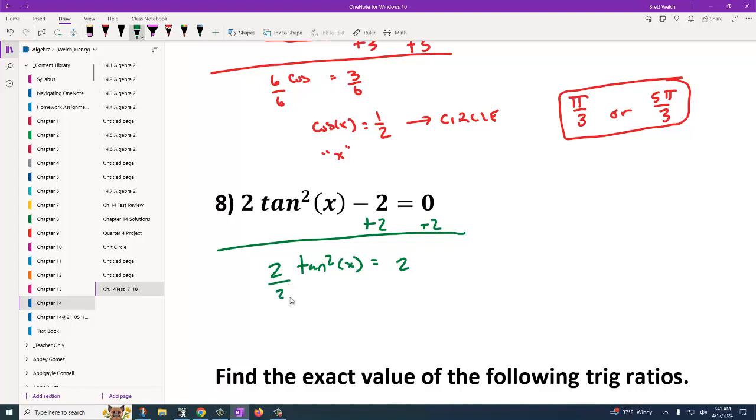Next, I'm going to divide by 2. Squaring this, or square rooting, will be the last thing I do on this problem. I want to get everything else out of the way first. My problem now says that the tangent squared of x equals 1. Well, how do you get rid of a square? Take a square root.